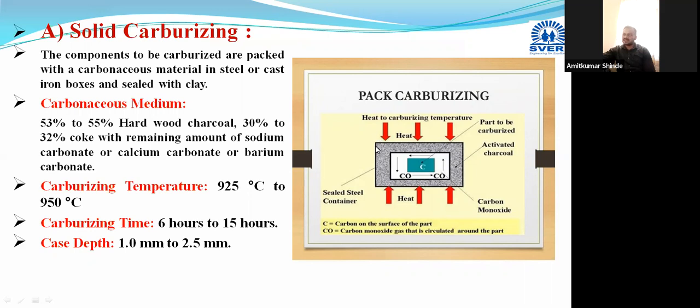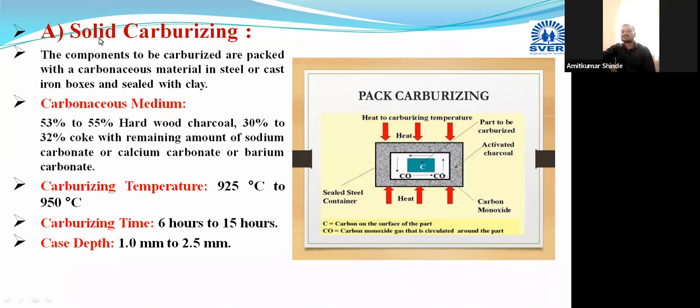Hence, it is very important to close this carbonaceous medium and the component with the help of a steel container or cast iron container, to avoid the oxidation which results in the burning of this carbonaceous medium.